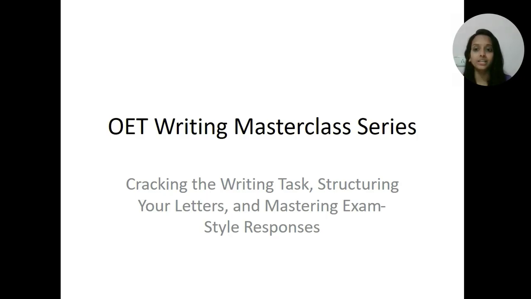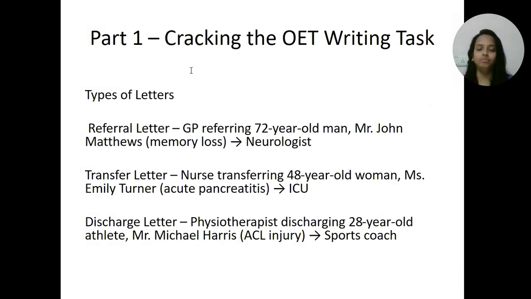So the first one is the types of letters. You can encounter different types of letters such as referral letter, transfer letter, and discharge letter. A referral letter is, for example, a general practitioner referring a 72-year-old man, Mr. John Matthews, with progressive memory loss to a neurologist for possible dementia evaluation. It's an example of a referral letter because a general practitioner is referring an old man to a neurologist. So he's referring a person.